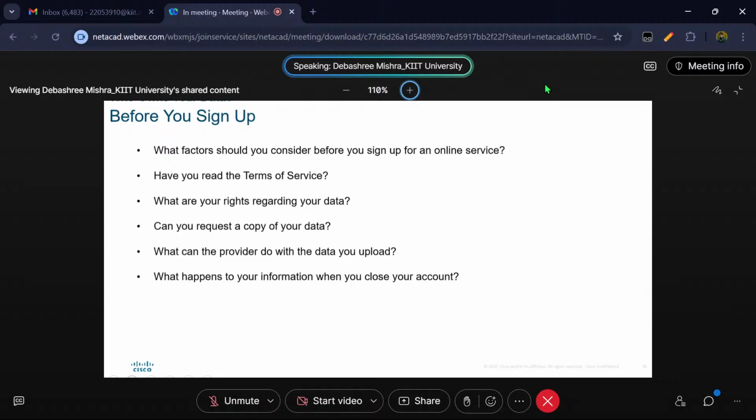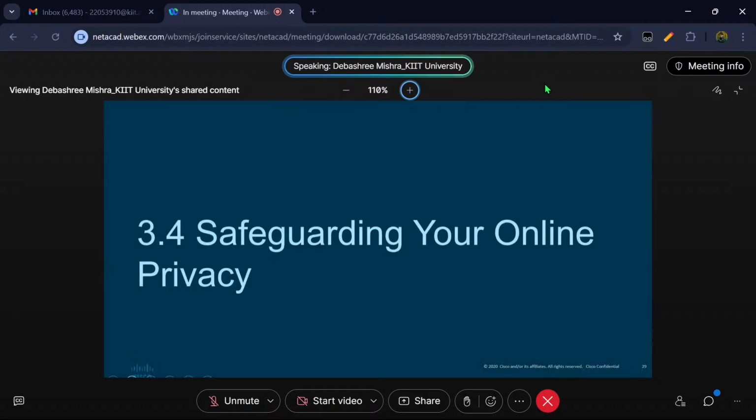The next is, what happens to your information when you close your account? So these are certain things that you need to know before you sign up to any terms and conditions, or we can say the agreements.